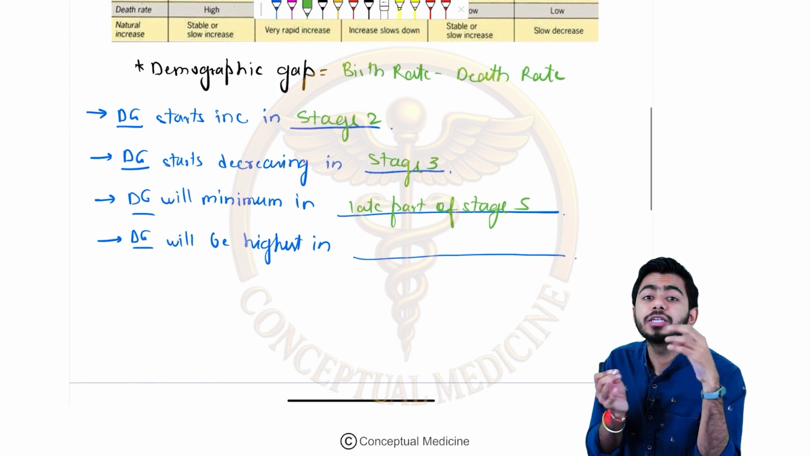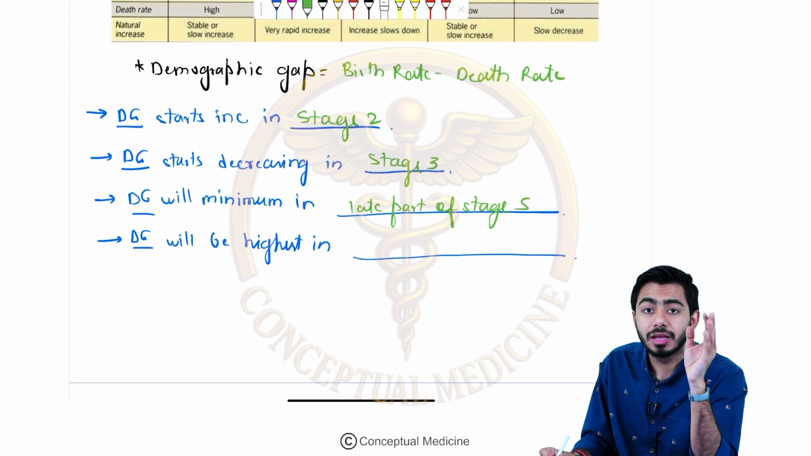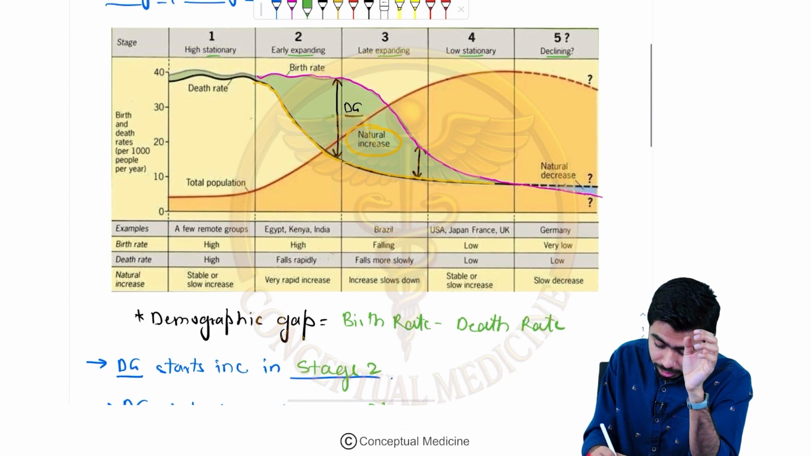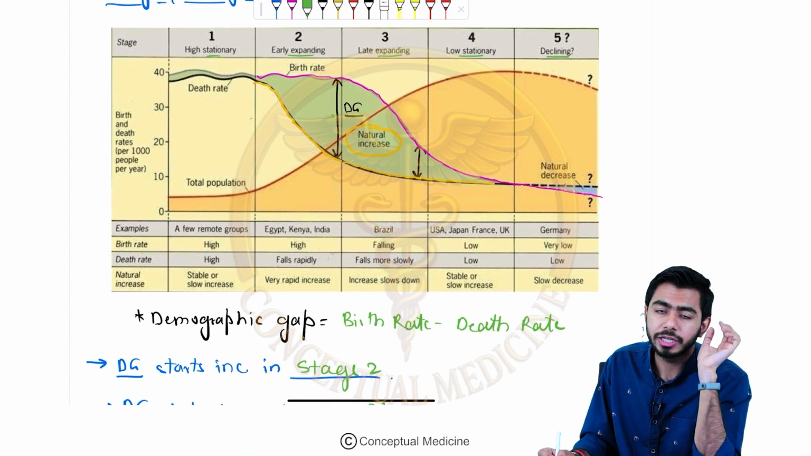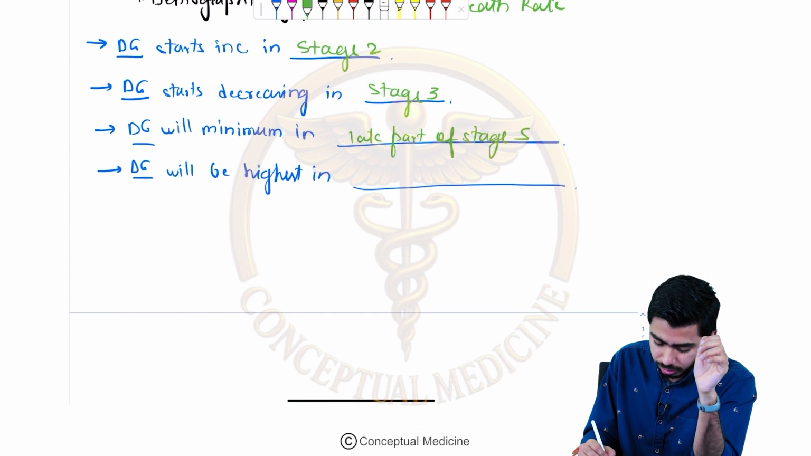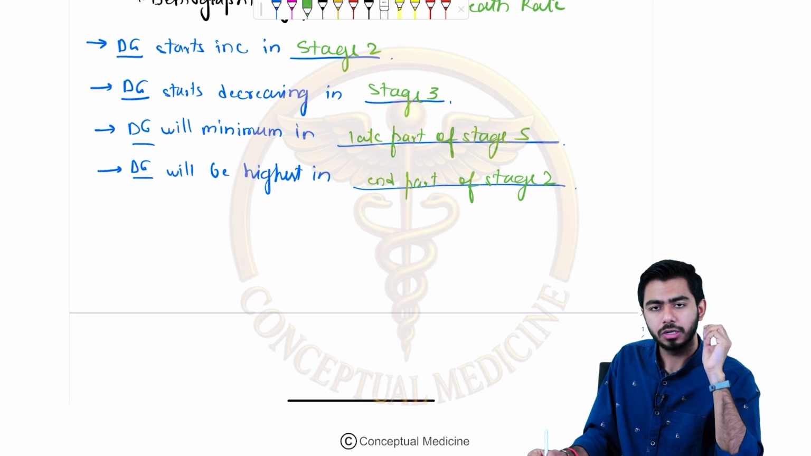Demographic gap will be highest. So demographic gap will be highest at the end of stage 2. I told you that at the end of the early expanding stage, the demographic gap was maximum. So demographic gap will be maximum in the end part of stage 2, and that is the explosive stage, right?